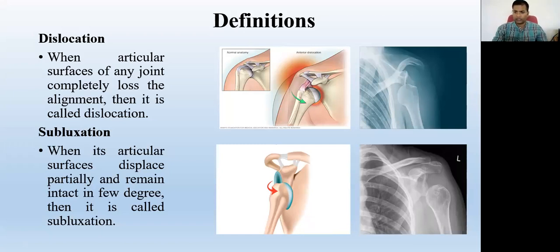You can see in the pictures here in the X-ray, this is the glenoid cavity and this is the humerus head. There is no relation. It is completely displaced. In the X-ray it is difficult to say anterior or posterior, but in this picture you can say this is an anterior, anterior-inferior dislocation. But in this picture, the humerus head is dislocated, but some part of it is still in contact with the glenoid cavity. So this is called a subluxation.